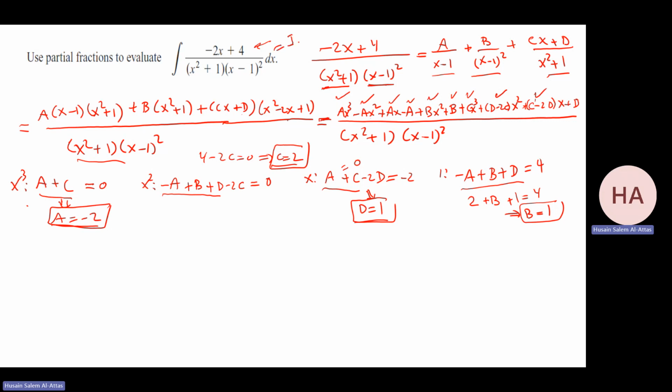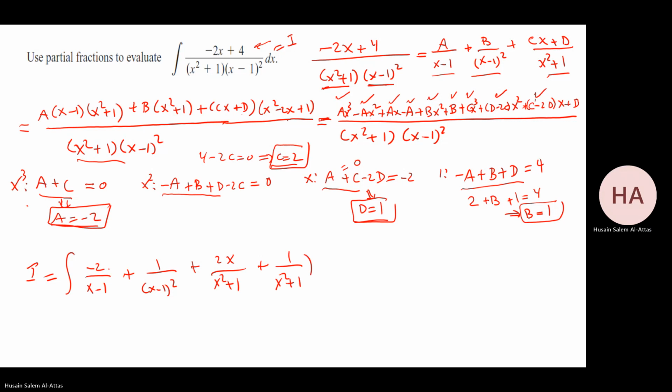Now I will have the integral. A is minus 2 over x minus 1. And what is B? Plus 1 over (x minus 1) squared. C, let me split this. Plus 2x over x squared plus 1. D is what? Plus 1 over x squared plus 1. All dx. Is that correct?